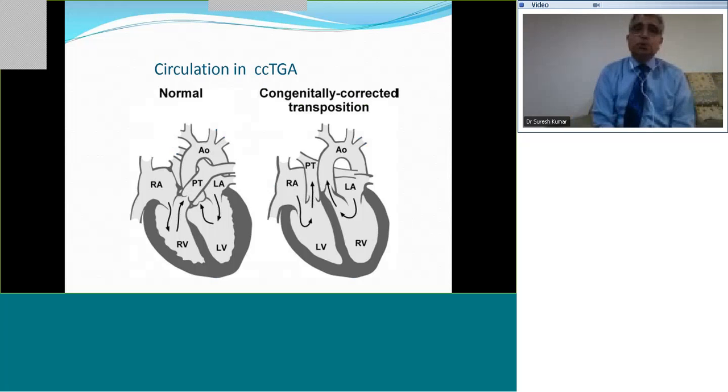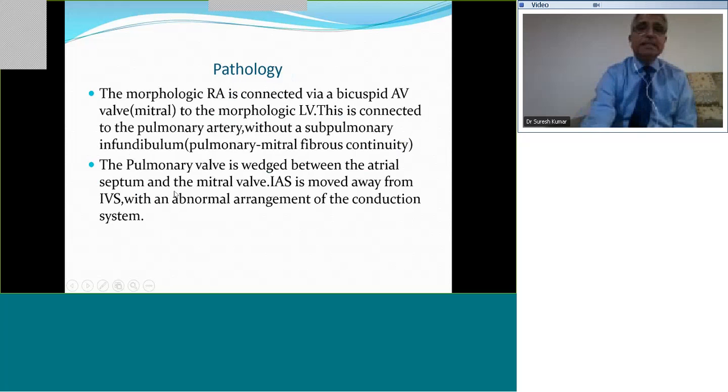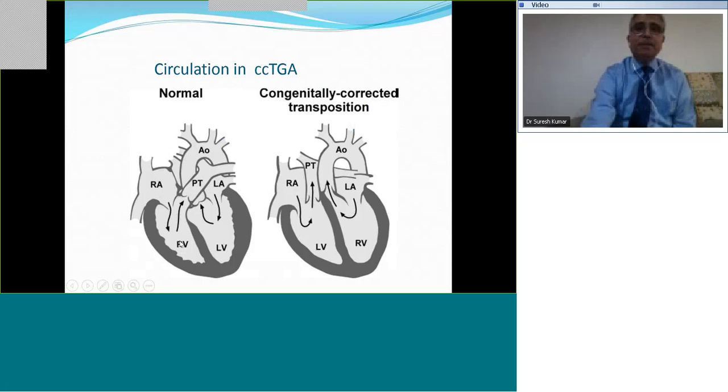Let us look at this cartoon to understand what the circulation is in corrected transposition. On my left side, you have the normal circulation, where the right atrium is connected to the anatomic right ventricle, which gives origin to the pulmonary artery. And on this side, the left atrium is connected to the anatomic or morphologic left ventricle, which gives origin to the aorta. Perfect. We don't have a problem there.